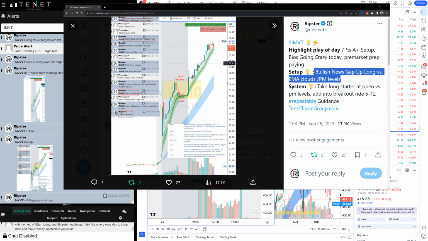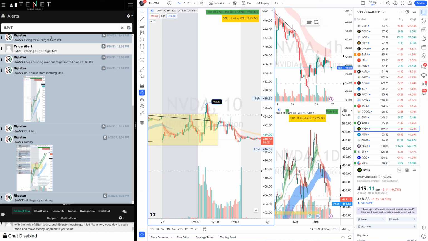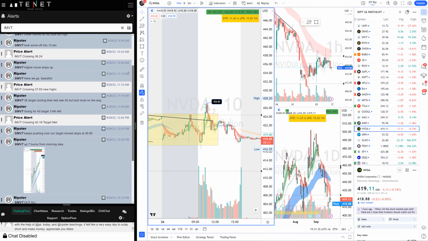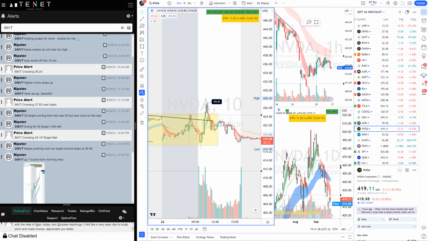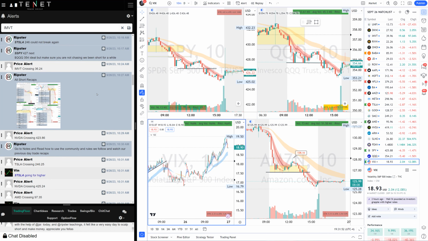News gap up long. EMA Clouds held PM levels for your breakout, took the starter, added into the breakout, rode as long as the 5/12 EMA held. So guys, IMVT, beautiful trade of the day. Holding scalps for more. I was in shares, there was no options, and I do talk about how these things are volatile. You need to size smaller in plays like IMVT. Really need to size smaller.